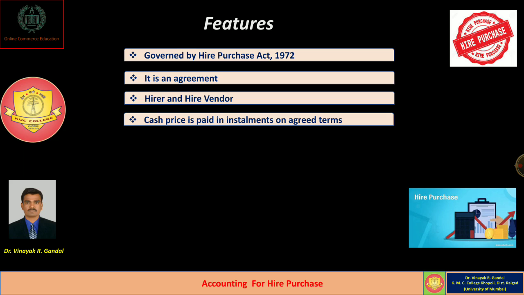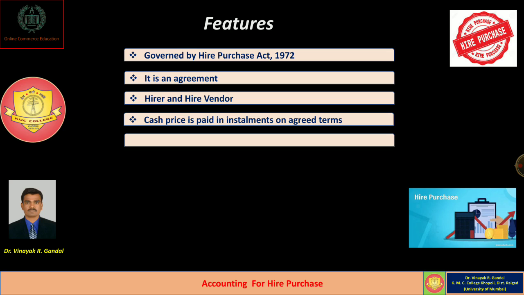Fourth feature, the terms and conditions between the parties are entered and recorded in a document called the hire purchase agreement, and according to the hire purchase agreement, the hirer is entitled to pay the cash price to the hire vendor in various installments as per the agreed terms of the hire purchase agreement. So we have to understand the cash price of the asset in the case of the hire purchase system.